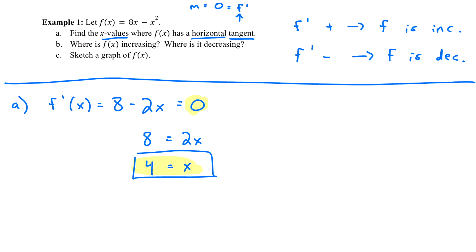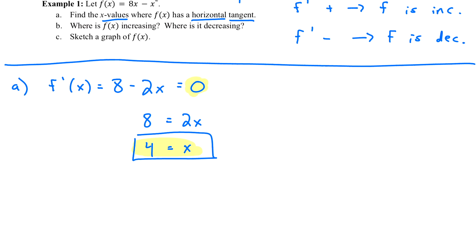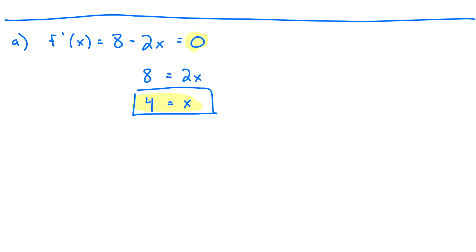To help me organize my information here, I'm going to create a small number line. Here's f prime. And I know that the sign could potentially change at x equals 4. So I'm going to include 4 on my number line. And then I'm going to use this to help me organize the information I know about the sign of f prime of x.